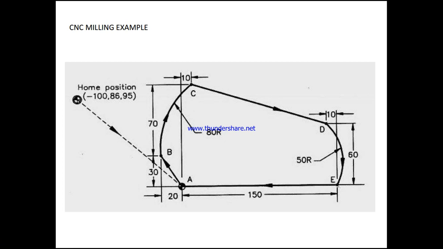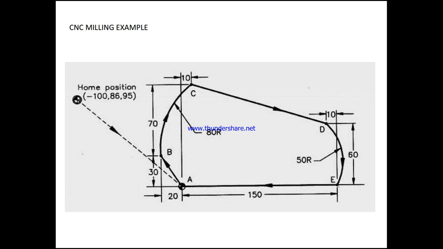We have 150 and 20. Here we have 30 and the home position, which is 100, minus 100, and 86 and 95. 86 and 95 from this position is given, and it is 30 and 70. Here we have 10 mm from here. It is 60 and 10. So there is an 80 mm radius and a 50 mm radius. We have to do the milling for this one.